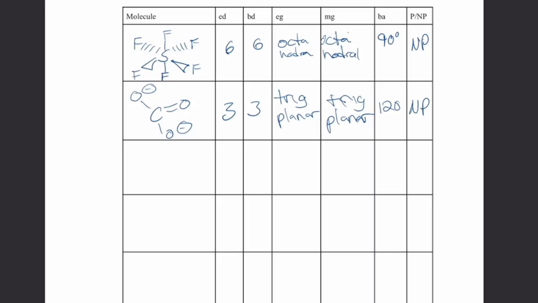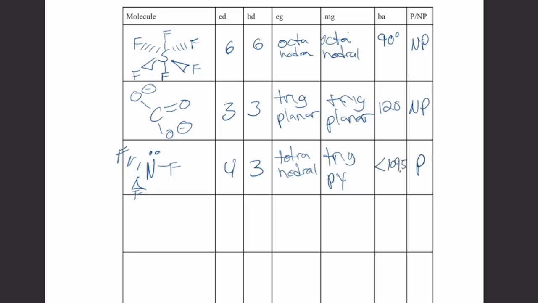And we'll go back here and draw NF3. 4 electron domains, 3 bonding domains. The electron geometry is tetrahedral. However, the molecular geometry is trig pyramidal. Bond angles less than 109.5, and it is in fact polar. So we have 2 more, and we'll do a part 2 of this video for the rest of the worksheet.